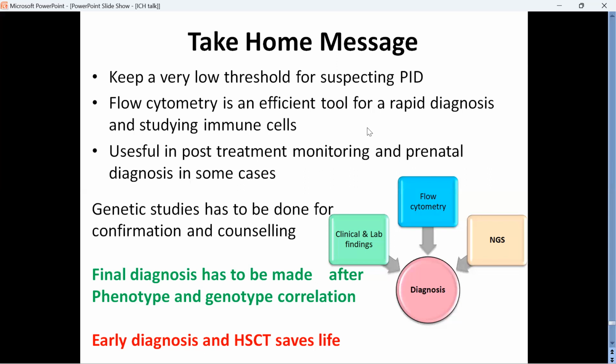The basic idea is that you do an early diagnosis, you do a hematopoietic stem cell transplant, and you can save the life of the child who is suffering from inborn errors of immunity. So that is the basic idea behind this.